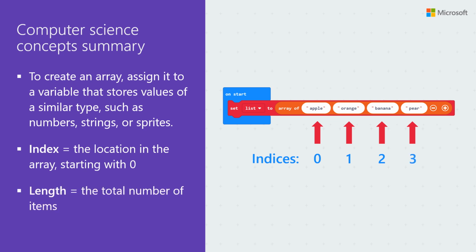Now the length of an array refers to the total number of items, and because the index numbering starts at 0, the length is always the index of the last item plus 1, which is 4 in this example.